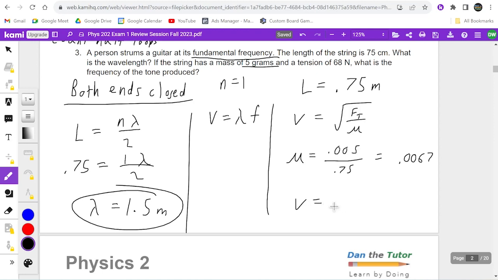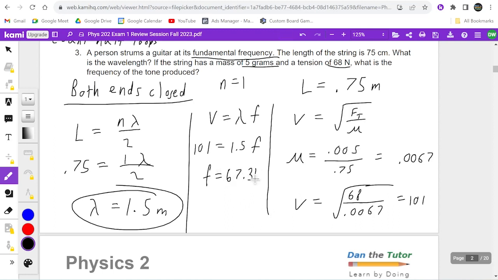So that means v equals the square root of the tension force, which they tell us is 68. Great. And then divided by the linear mass density, 0.0067. Perfect. You plug this in a calculator, you'll get a velocity of 101 meters per second, approximately. And once you have the speed and we have the wavelength, you can easily find the frequency by plugging back into our wave speed equation. Divide both sides by 1.5. We get a final answer of frequency equals 67.3 hertz.